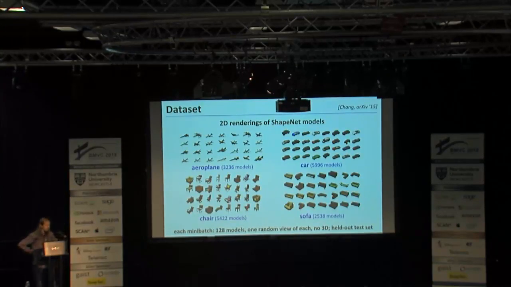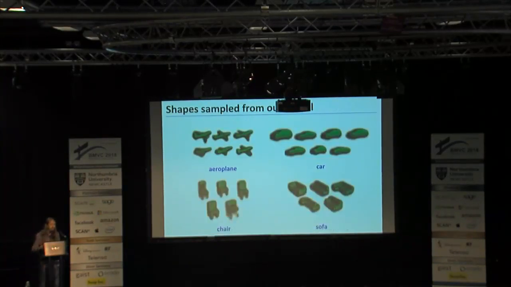Okay, moving on to our experiments. We use the ShapeNet dataset as a source of data, but we render images from that, and we discard the 3D shapes after rendering the images to produce training data. So we don't train using the 3D shapes, we just keep them to evaluate on. And we use four classes from ShapeNet: car, aeroplane, chair, and sofa. And this shows examples of meshes sampled from our model for each of those classes.